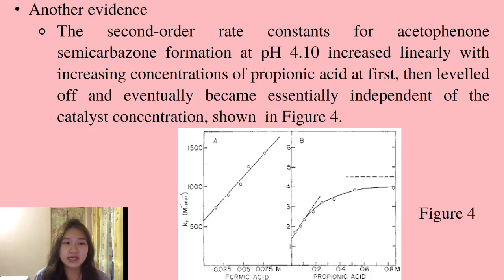Another piece of evidence is that the second order rate constants for acetophenone semicarbazone formation increased linearly with increasing concentrations of propionic acid at first, then leveled off and eventually became essentially independent of the catalyst concentration, shown in figure 4.